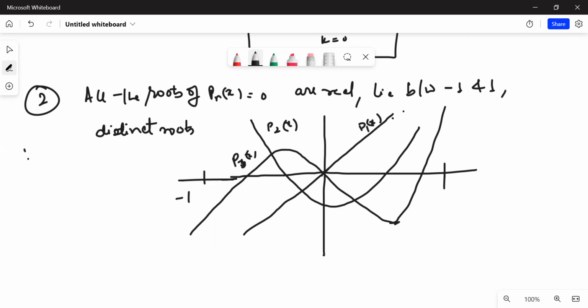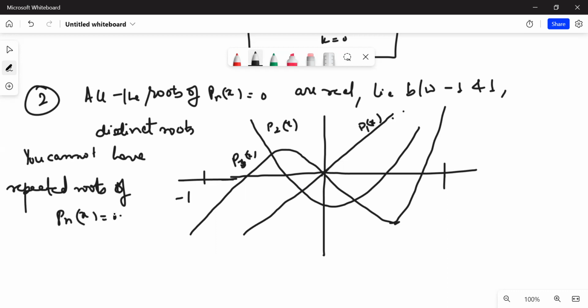So you cannot have repeated roots of Pn(x) equal to 0. Is that clear? Yes, sir. P0(x) will also be there, sir? Obviously, with P0(x) there would be no logic in doing that, because then 1 equal to 0 does not make sense. So here I'm saying for n greater than or equal to 1. Is that clear? Okay, sir.